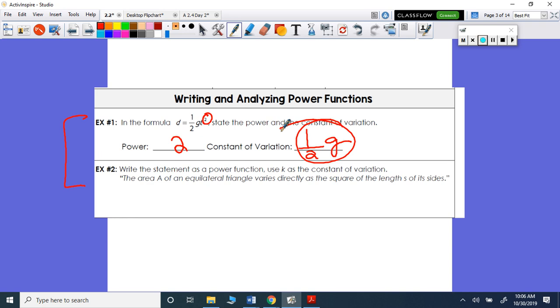No? All right. So the bulk of your homework is translating statements into our power function. Still, I don't think it's going to be anything that's going to rock your brains. Write the statement as a power function. We are using K as the constant of variation. The area of an equilateral triangle varies directly with the square of its sides. See if you can do that.